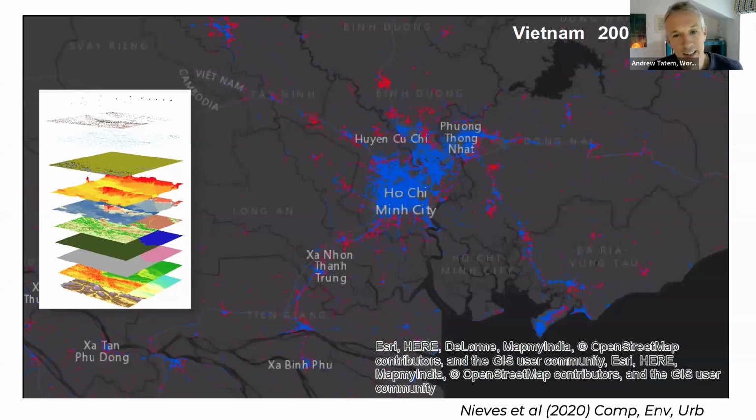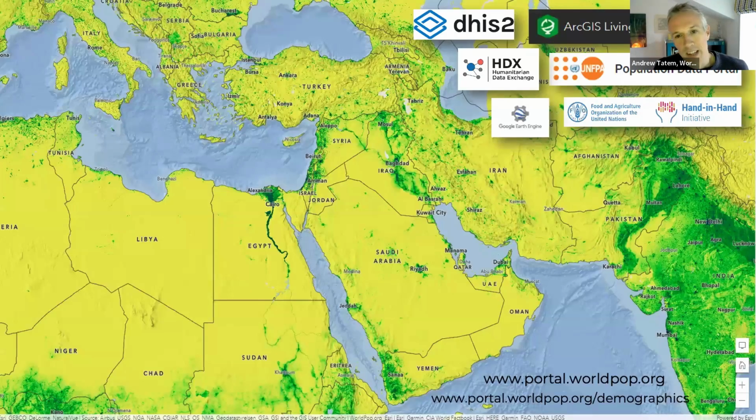We also then are gathering together these geospatial data sets across the time period. So just an example here from mapping settlements in Vietnam across the 20-year period to be able to capture some of those changes that have happened across the time periods we're looking at. So on the next slide, please. This then produces these global data sets.